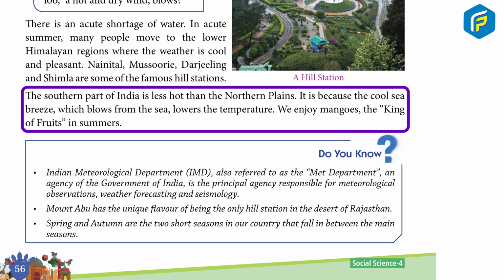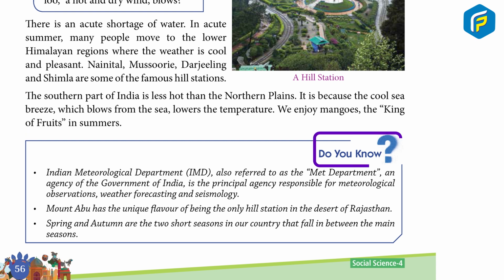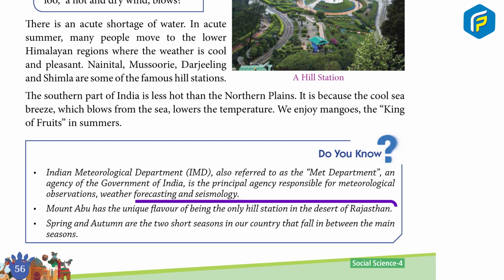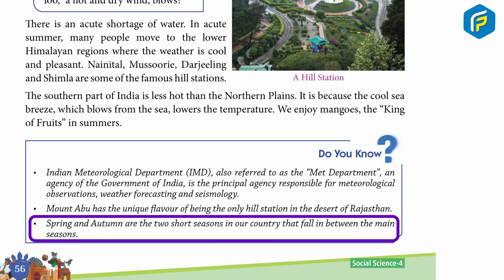We enjoy mangoes, the king of fruits, in summers. Do you know? The Indian Meteorological Department (IMD), also referred to as the Met Department, an agency of the Government of India, is the principal agency responsible for meteorological observation, weather forecasting and seismology. Mount Abu has the unique flavor of being the only hill station in the desert of Rajasthan. Spring and autumn are the two short seasons in our country that fall in between the main seasons.